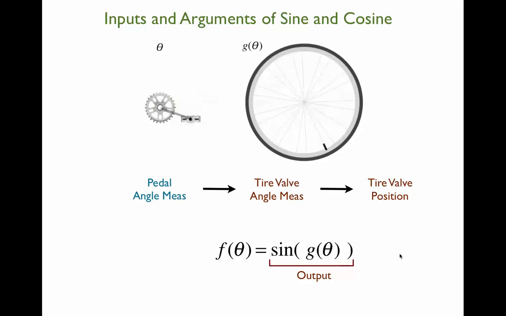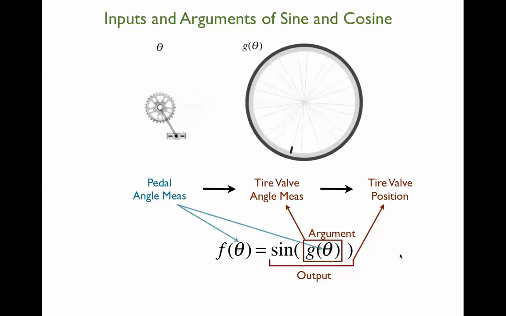Okay, so what's the output? What's the output of this function? Pedal angle measure, tire valve angle measure, or valve position? Valve position. Yeah, valve position is the output. Okay, what about the argument? If the output is valve position, then the argument must be valve angle. Valve angle. Okay? And then ultimately the input is some other angle, right? Some other angle.